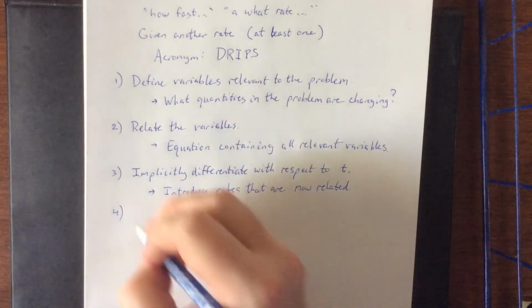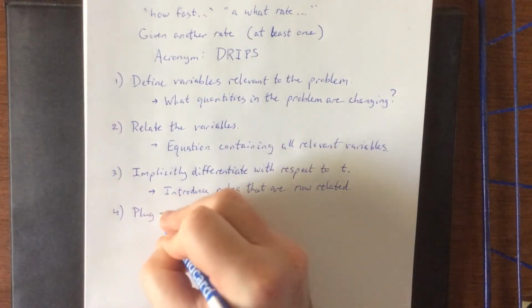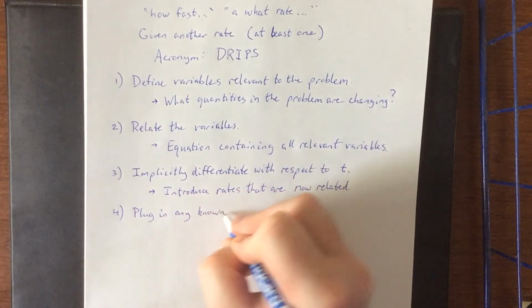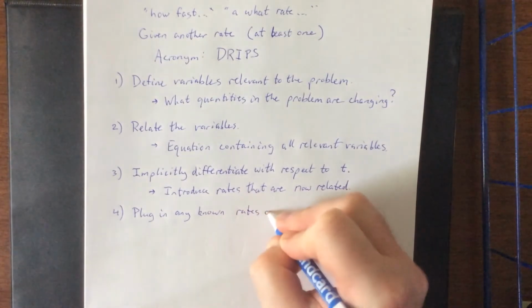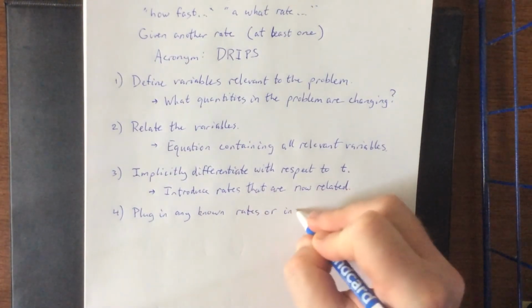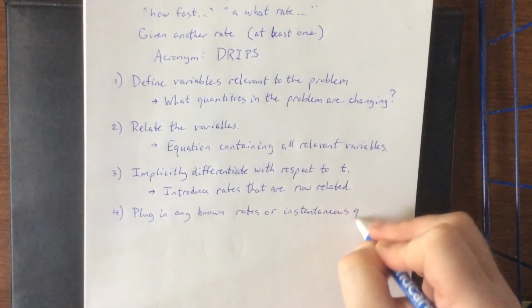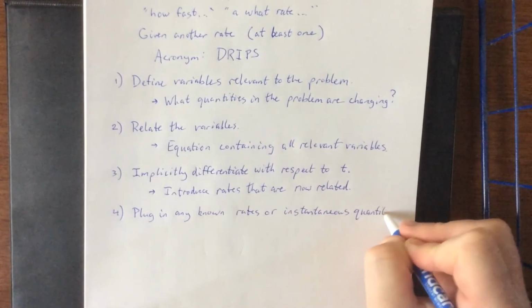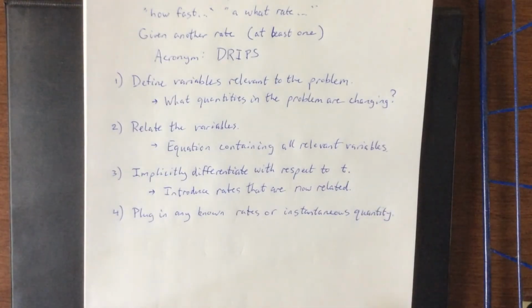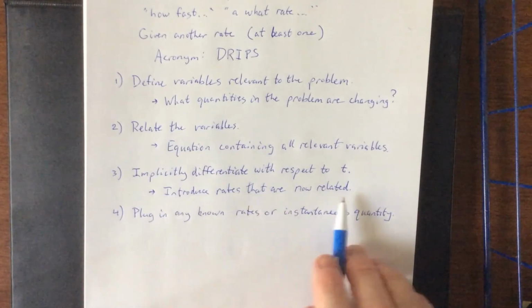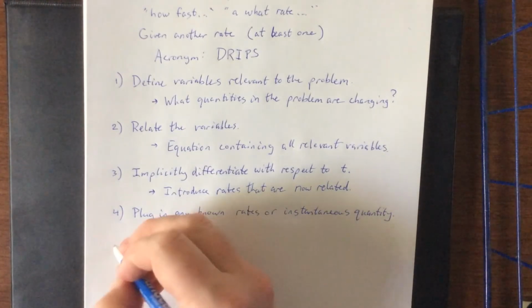The P of DRIPS stands for plug in any known rates or instantaneous quantities. An instantaneous quantity is something that does change, but you're given a value of it at a particular moment in time. So instantaneous quantities should not be plugged in until after you've implicitly differentiated with respect to time.